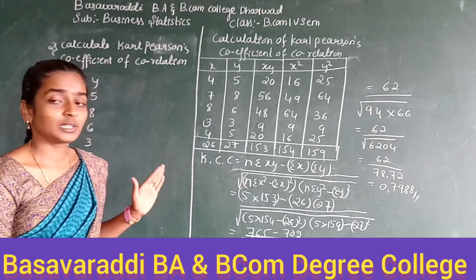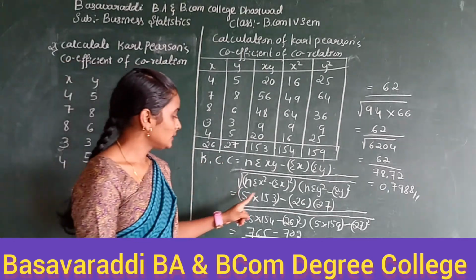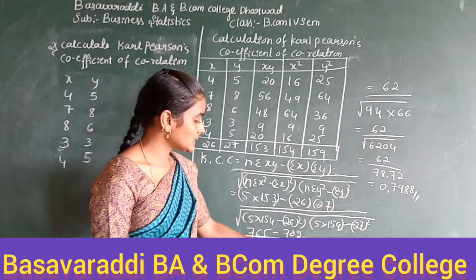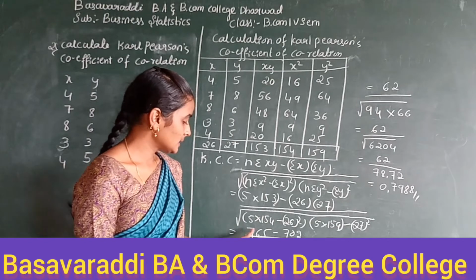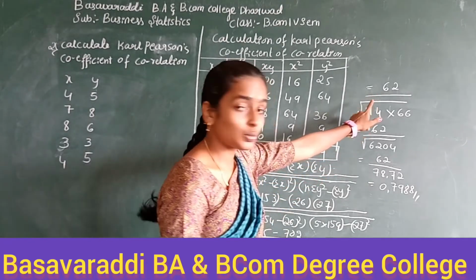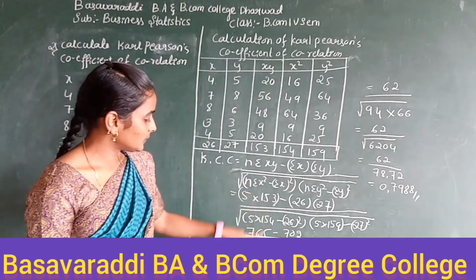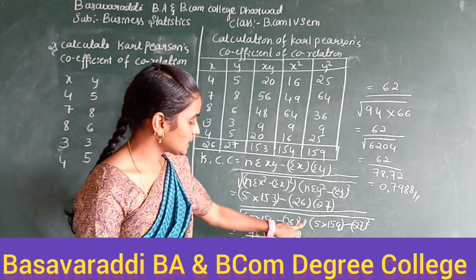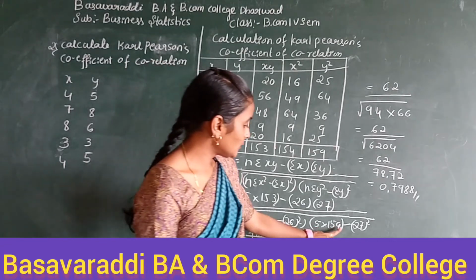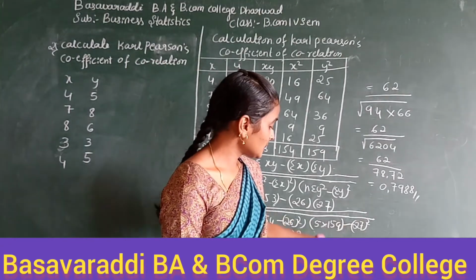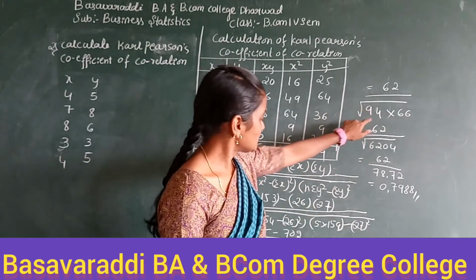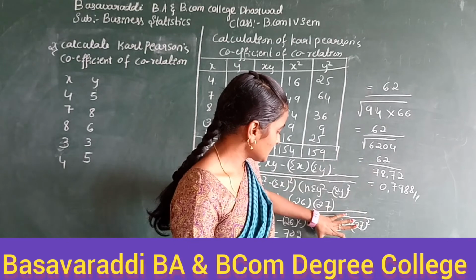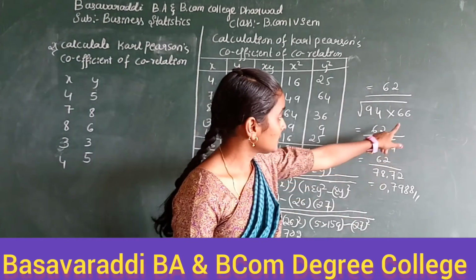0.7988 is our Karl Pearson coefficient of correlation. 5 into 153 is 765, 26 into 27 is 702, 765 minus 702 is 62. Then 5 into 154 is 770, 26 into 26 is 676, 5 into 159 is 795, 27 into 27 is 729. Next, 770 minus 676, that is 94. 795 minus 729, that is 66.